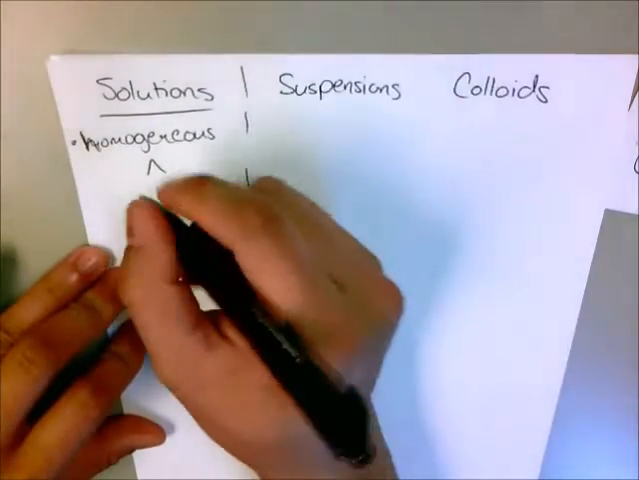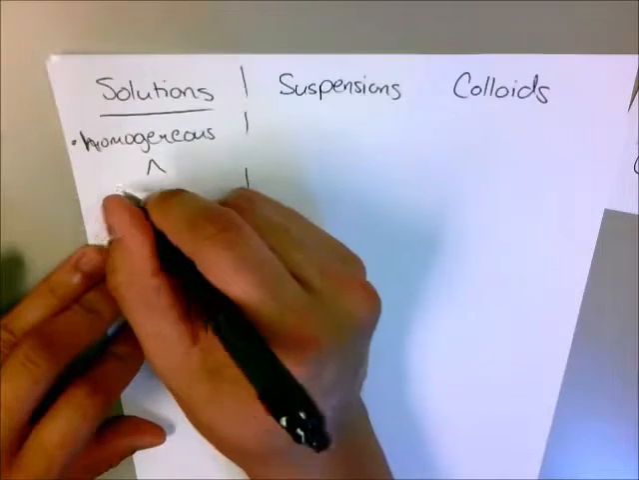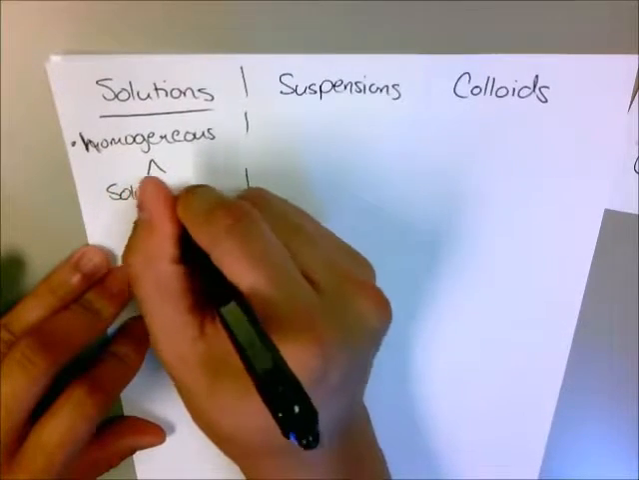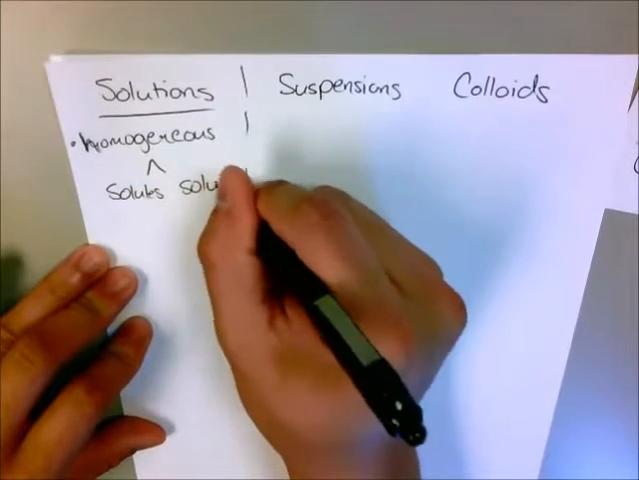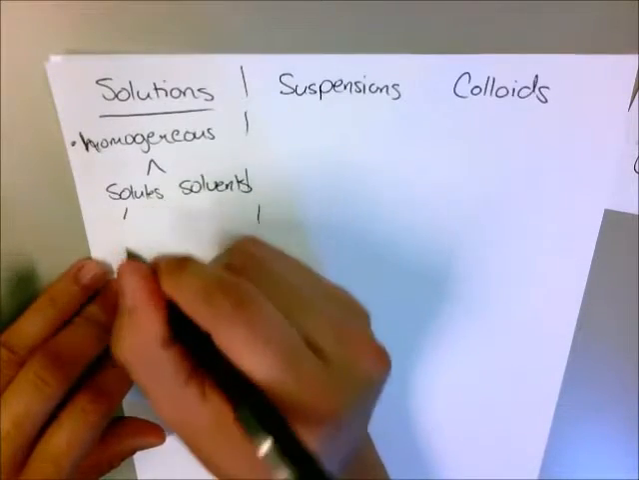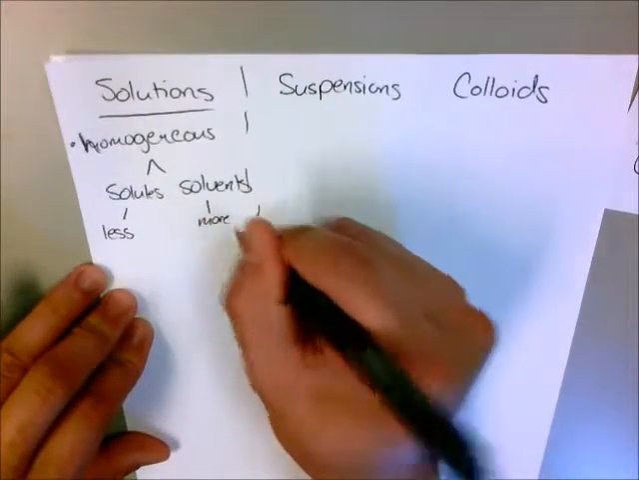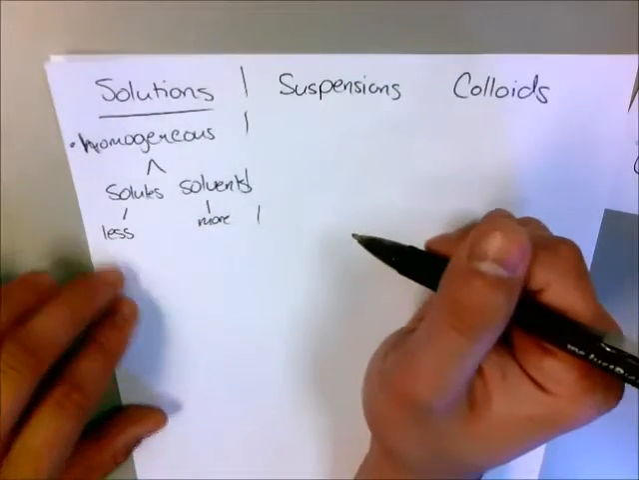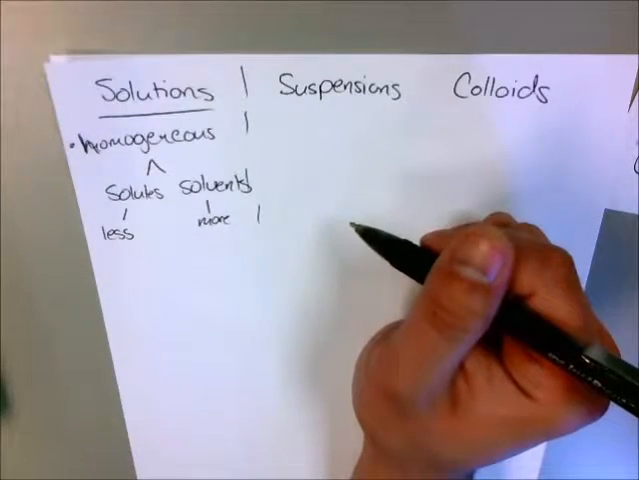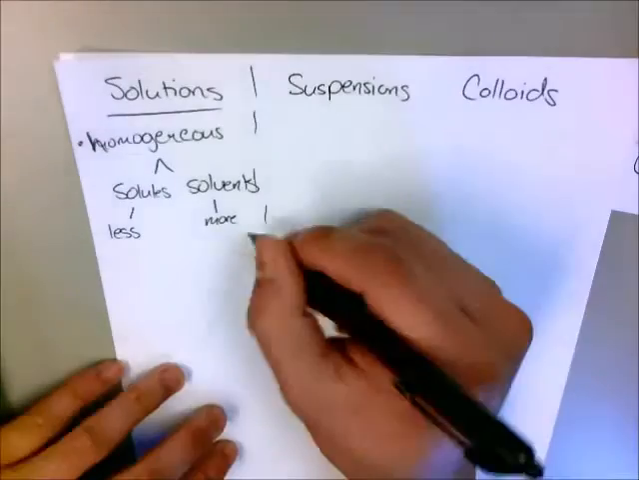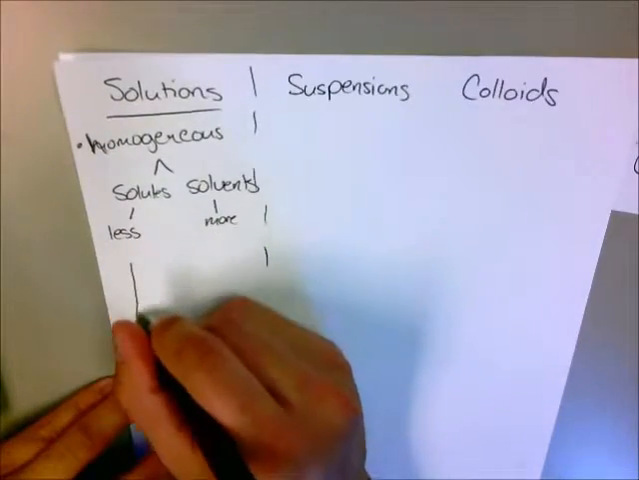Next, solutions are cut into two different things: solutes and solvents. The difference is fairly simple. Solutes are less of, solvents are more of. So whatever you have a whole lot of, that's your solvent. Whatever you have less of, those are your solutes. Okay? So this would be an example kind of like salt and water, like we said earlier.